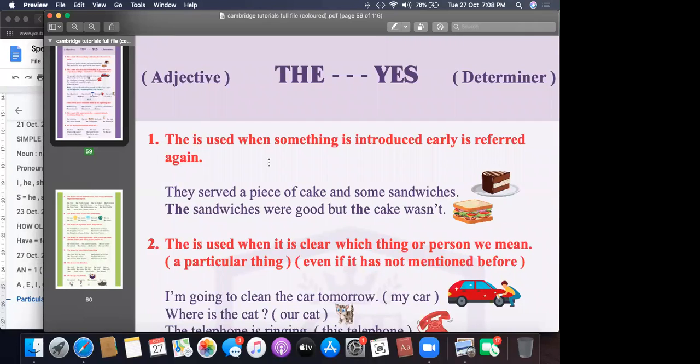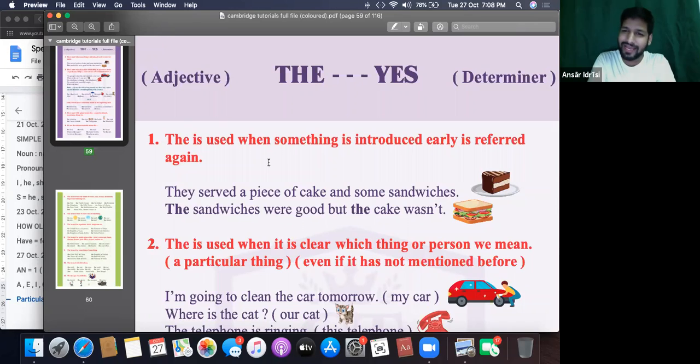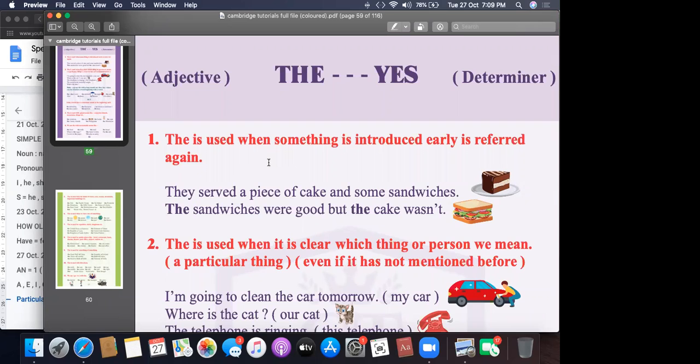They served a piece of cake and some sandwiches. उन लोगों ने केक का एक टुकड़ा दिया था और कुछ सैंडविचेस दिए थे. The sandwiches were good, but the cake wasn't. अभी कौन से केक और कौन से सैंडविच की बात कर रहा है वो? वही पार्टी वाले सर. करेक्ट, एग्जैक्टली वो पार्टी वाले.